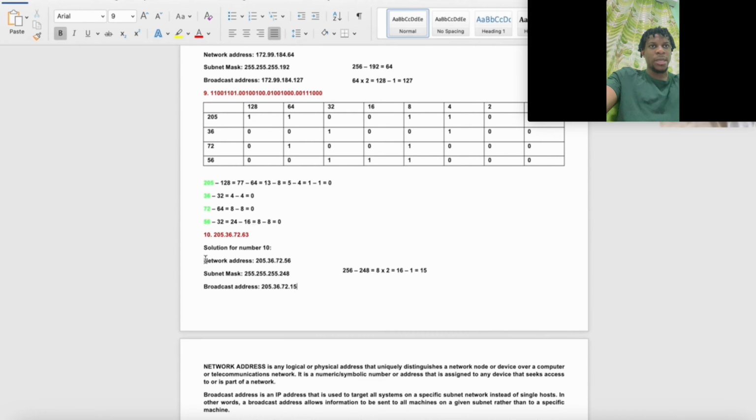The solution for number 10. Network address 205.36.72.56. Subnet mask 255.255.255.248. Then the broadcast address is 205.36.72.63. This was gotten from this calculation, which is 256 minus 248 equals 8, times 2 equals 16, minus 1, which is 15, that resulted in this answer.